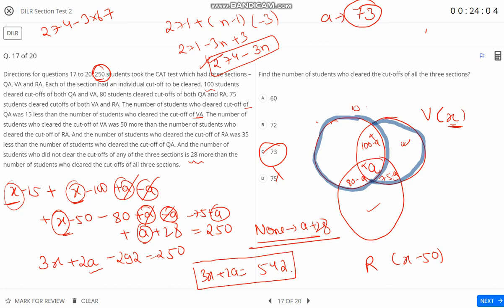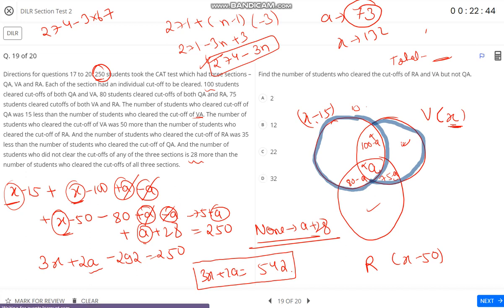Now parallelly we can find the value of x: 542 minus 73 twice, divided by 3. So the x value we got is 132. Let us answer all the questions now. First, 73. Next, the number of students who did not clear the cutoff of at least one section. We can move in reverse: total minus those who cleared all 3. So 250 minus 73 is 177.